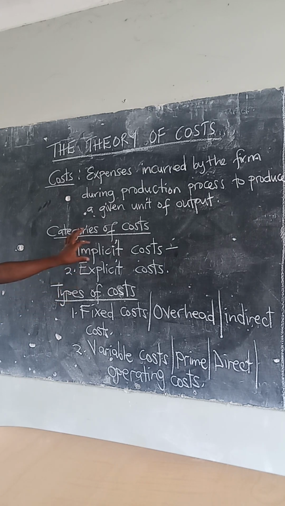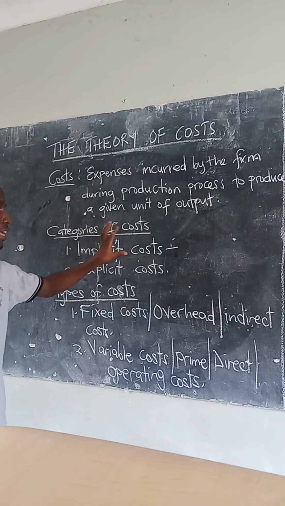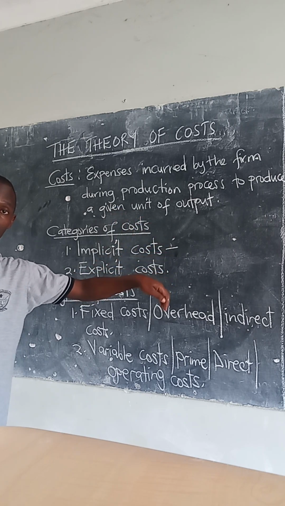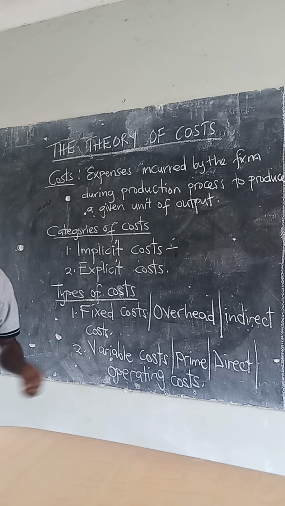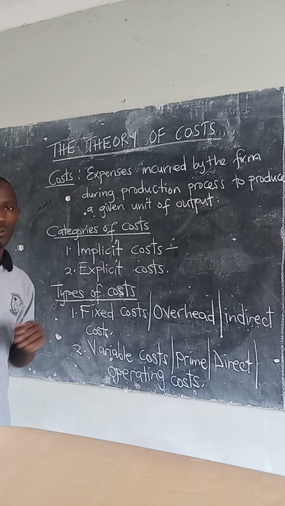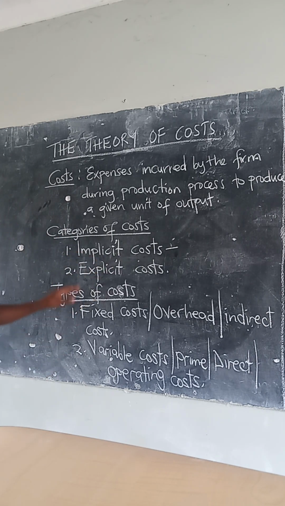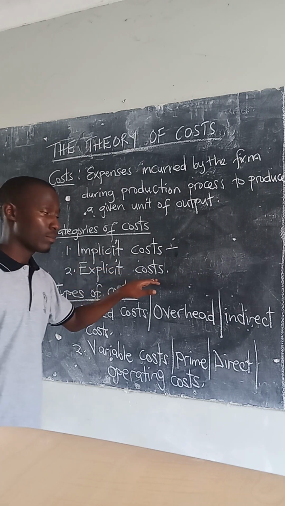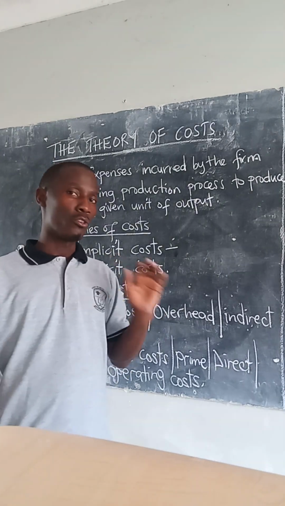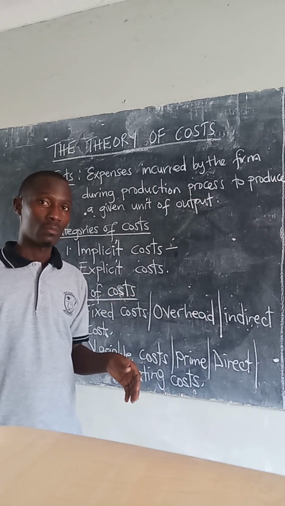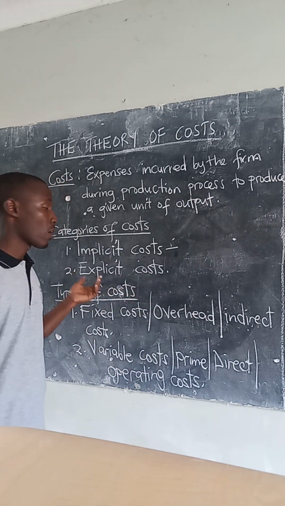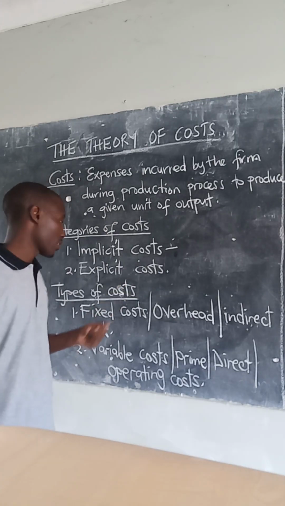So the difference between implicit and explicit is simply one. With implicit, those are expenses that are not included when calculating the firm's profits. These are self-owned expenses. They are usually made by the sole proprietor or the owner of the business. Then with explicit, these are monetary expenses that are usually included when calculating the firm's profits. And they're usually made when acquiring factors of production during production process.